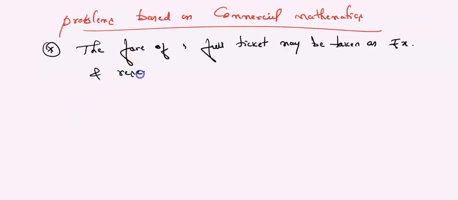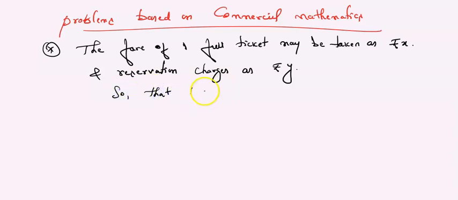And reservation charges, you will be getting this type of problems also. Reservation charges as rupees Y. What is the one full ticket price? That is X. And what about the reservation charges? Reservation charges are the extra charges which we need to pay. So we are assuming that as Y. Now, how much do you have to pay in total for one full fare? You have to pay one full ticket price, along with the reservation charges. You have to pay both together. That is called one full fare.